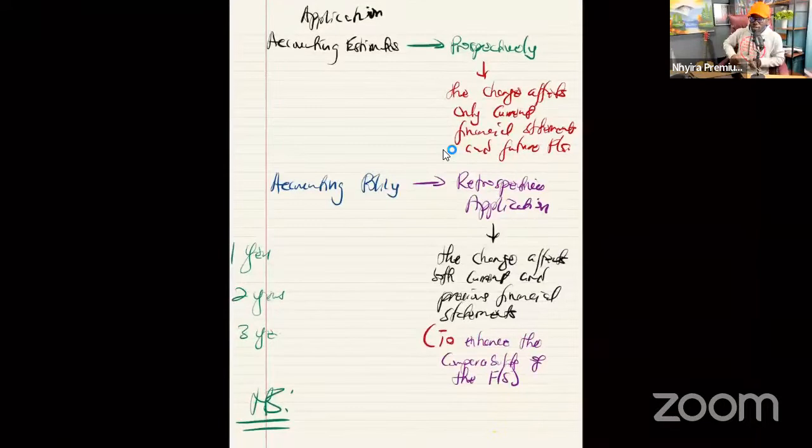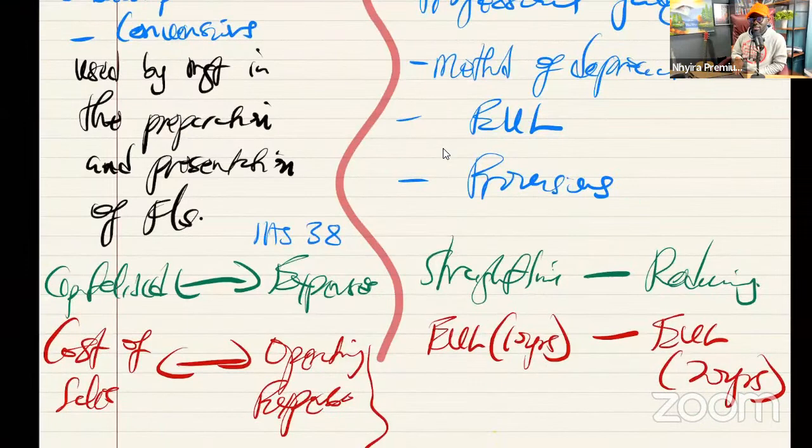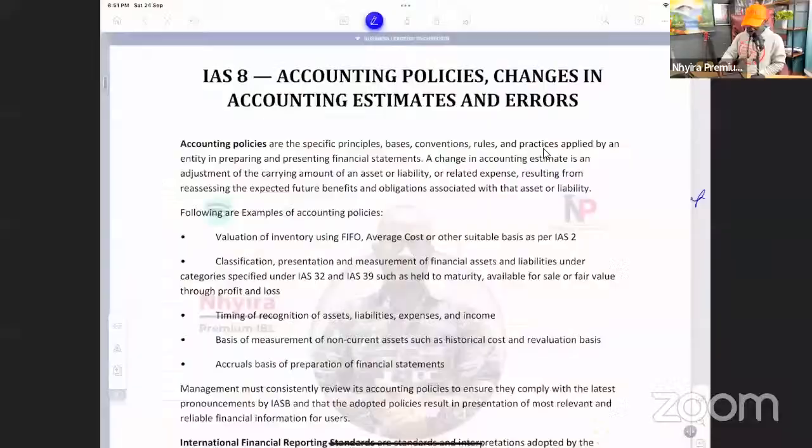But then the question we ask ourselves is, why should an entity change the policy? Why is it that, for instance, something we are capitalizing, now we are expensing it? Something that we were treating in cost of sales, now we are treating it in operating expenses. Why? Usually there are two or three reasons for the change. So let me go into my slide now and share some thoughts briefly with you in this particular case.